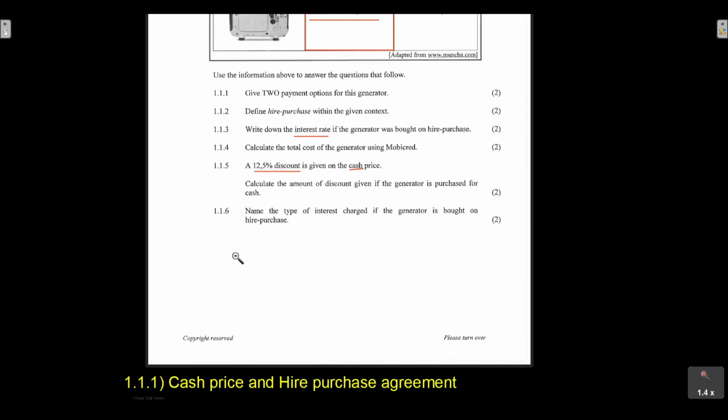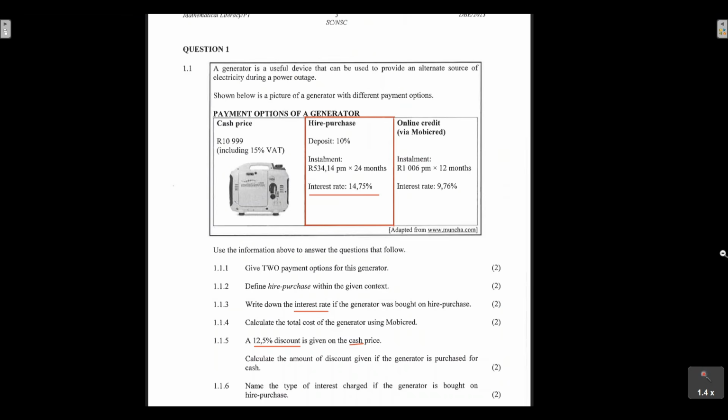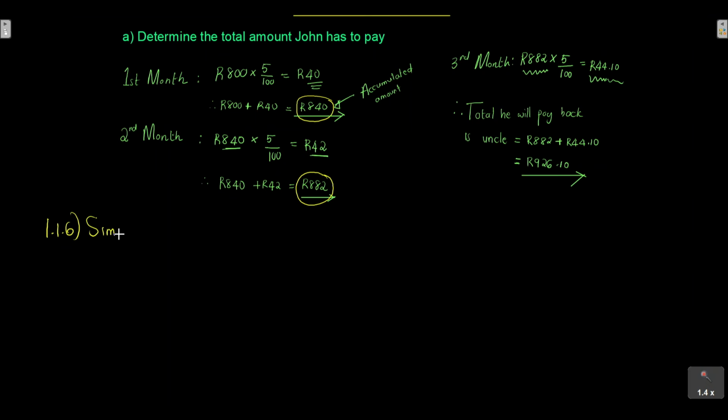Let's have a look at the last question, guys. Question 1.1.6 says, name the type of interest that is charged if the generator is bought on hire purchase. So this one is nice and easy. We mentioned that if we talk about a hire purchase agreement, interest is calculated using simple interest. So that is the final answer for this question. It's just simple interest.